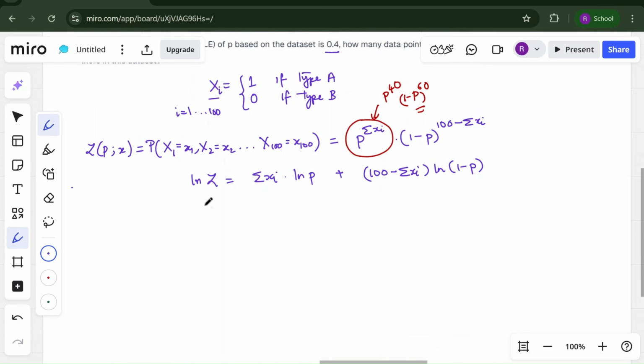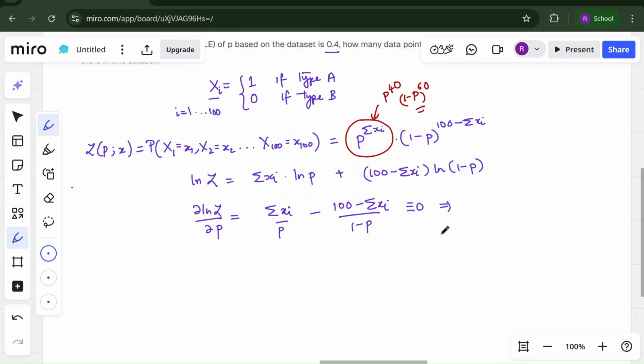Now what I have to do? I have to take the derivative of this entity with respect to p, right? So that would be what? That would be summation xi by p, minus 100 minus summation xi by 1 minus p, okay. Now what I have to do? I have to set it to 0 and solve for p, right?